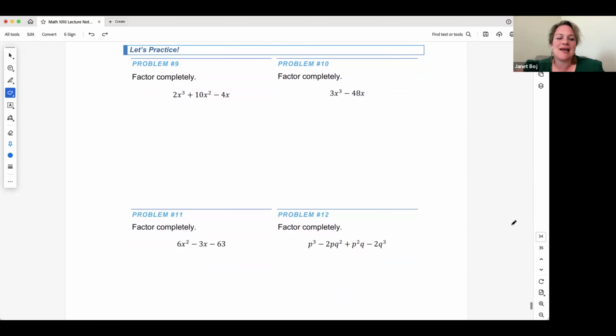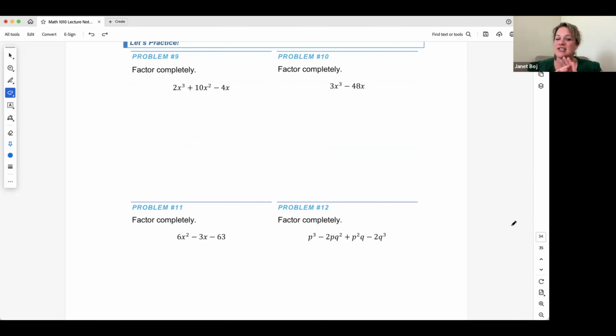Let's try it. Let's look at number 9. Step 1 to factoring is factor out the greatest common factor. Is there a GCF that I can factor out? What can I take out of each term? Yes, there is. I can take out a 2 and an x. So I take out that 2x. Essentially, when you take it out, you're dividing each term by 2x. What do I have left when I divide by 2x? I get x squared plus 5x minus 2.